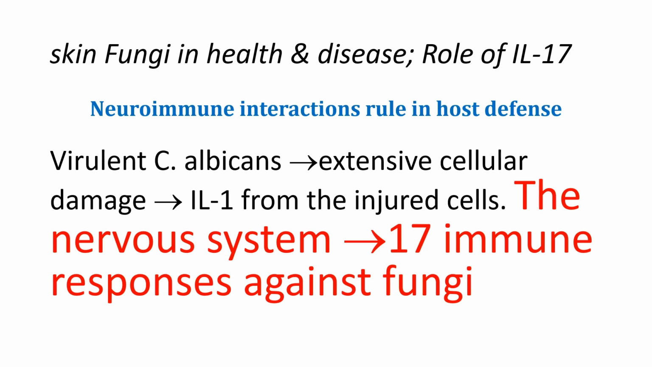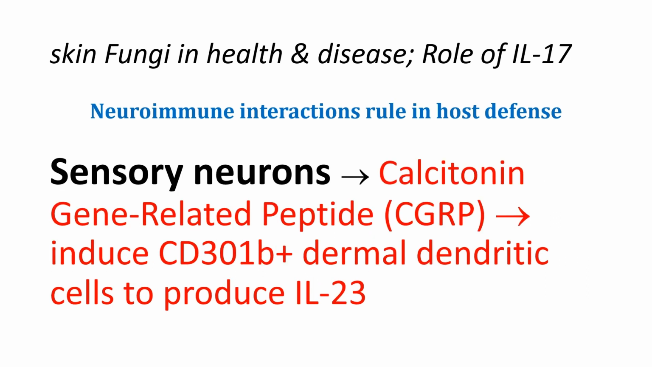Also, the nervous system has been implicated in initiating type 17 immune responses against fungi in the skin, as observed in cases of cutaneous candidiasis. In the skin of experimentally infected mice, sensory neurons were observed to directly detect Candida albicans and trigger the generation of the sensory neuropeptide calcitonin gene-related peptide. Calcitonin gene-related peptide in turn induces CD301b positive dermal dendritic cells to produce interleukin 23, instructing gamma delta T cells to produce interleukin 17.